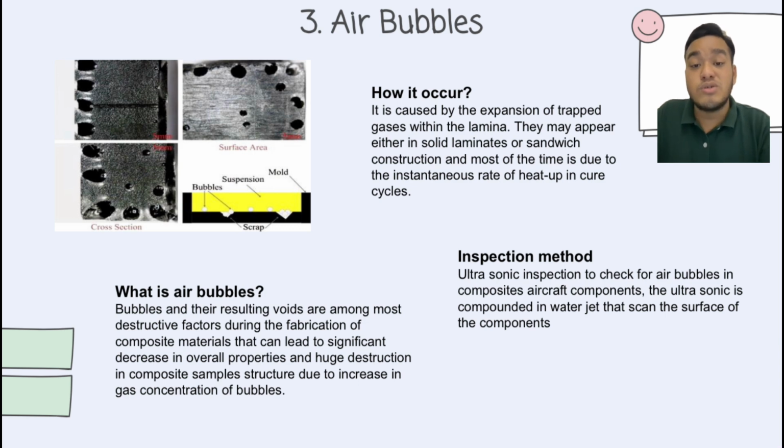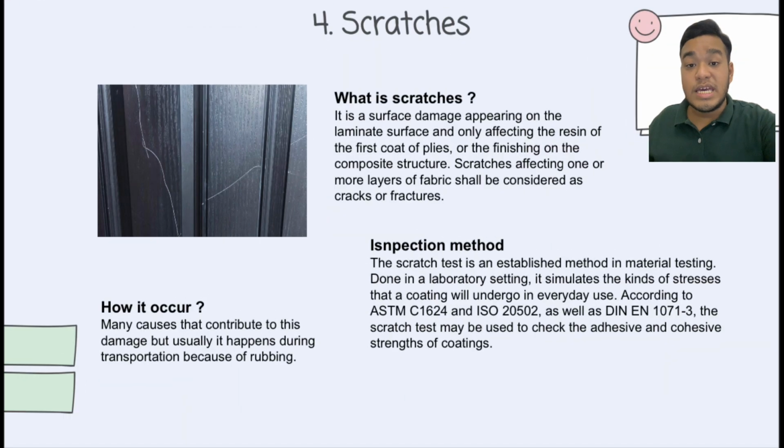The inspection method used to inspect air bubbles is ultrasonic inspection, which is used to check for air bubbles in composite aircraft components. The ultrasonic is coupled in water jets that scan the surface of the components. Okay, next, the last defect, scratches.